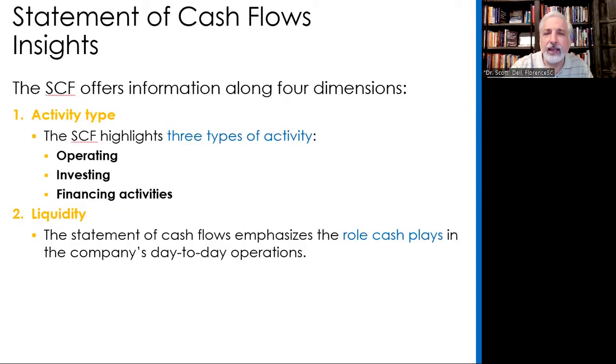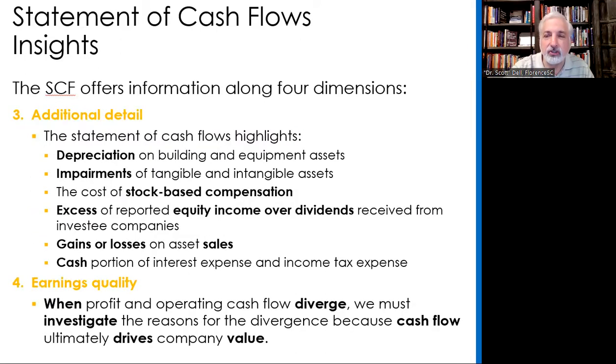So what goes on the cash flow statement? Well, we talked about operating, investing, and financing activities. Those are the types of activities that are involved. And we analyze liquidity, how the role of cash interacts. So we're looking at the cash flowing in and out of the business, called sources and uses of cash.